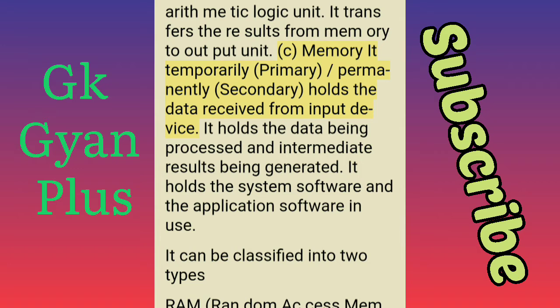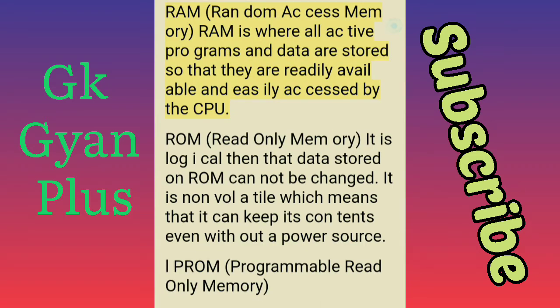C. Memory. It temporarily (primary) or permanently (secondary) holds the data received from the input device. It holds the data being processed and intermediate results being generated. It holds the system software and the application software in use. It can be classified into two types. RAM, random access memory. RAM is where all running programs and data are stored so that they are readily available and easily accessed by the CPU.